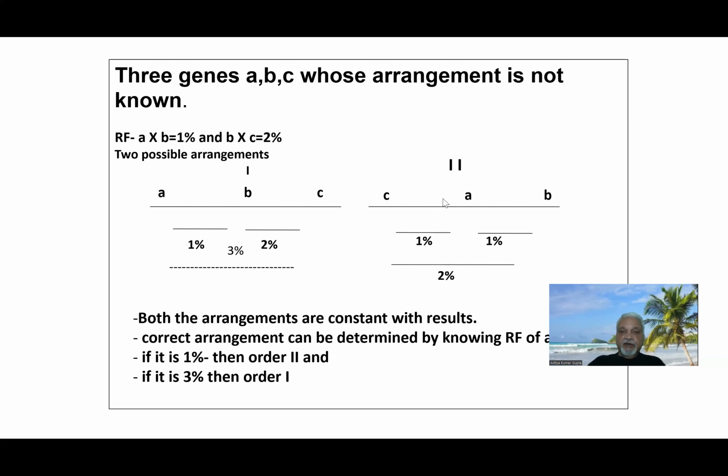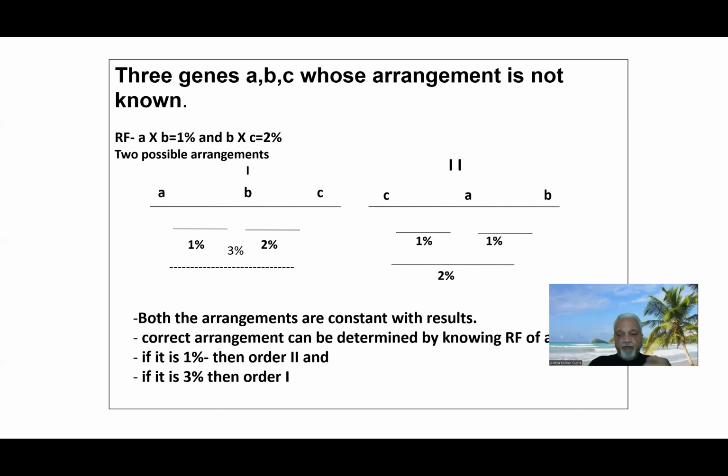If the recombination frequency between A and C is 1%, then this is the gene order. And if the A and C recombination frequency is 3%, that is 2 plus 1, 3%, then this is the gene order. So just by looking at recombination frequency, we can know a few things very clearly: the relative distance between the genes and the gene order, by doing this kind of analysis.